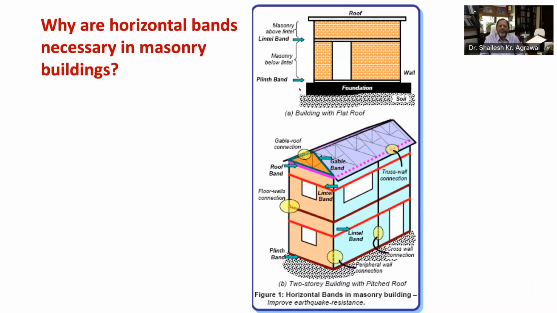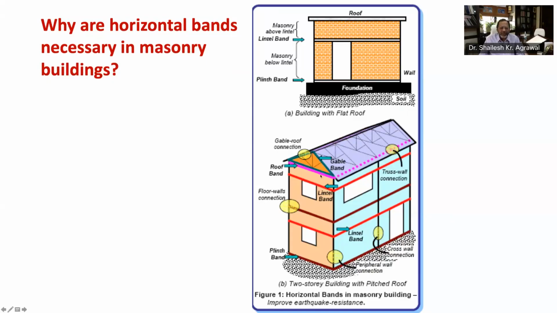There are four types of bands in a typical masonry building. As you can see in this figure, these are gable band, roof band, lintel band, and plinth band. All these bands are named after their location in the building. The lintel band is the most important of all and needs to be provided in all buildings. The gable band, as you can see in this figure, is employed only in buildings with sloping or pitched roof.